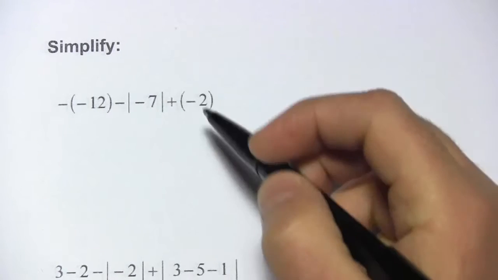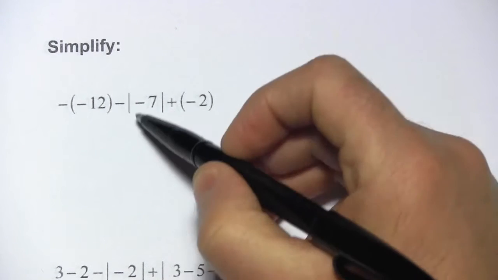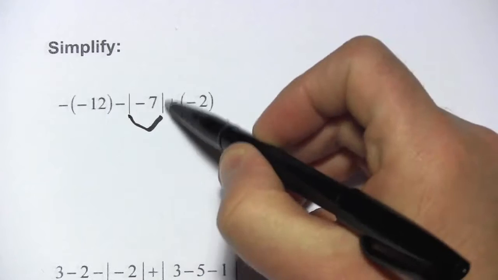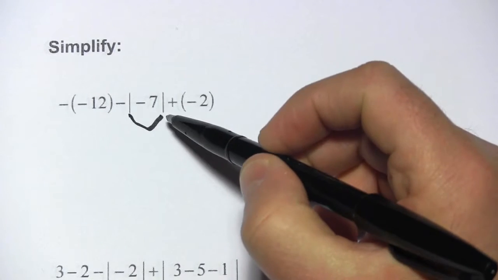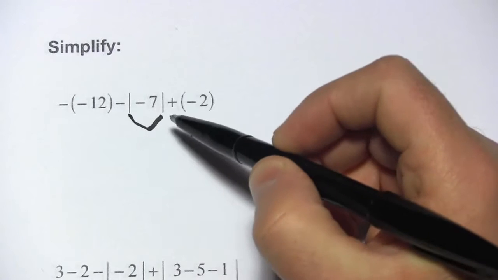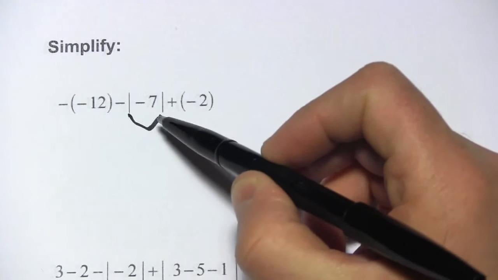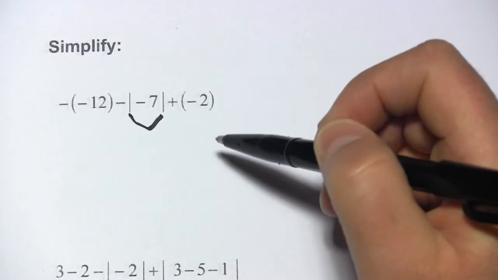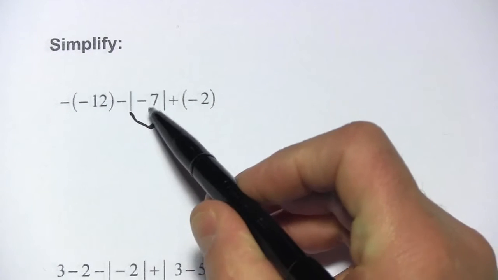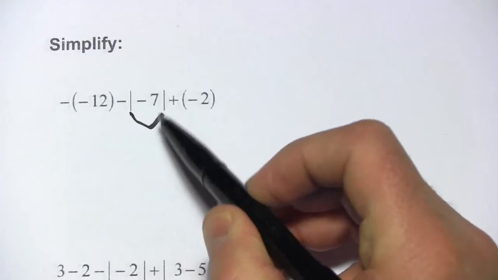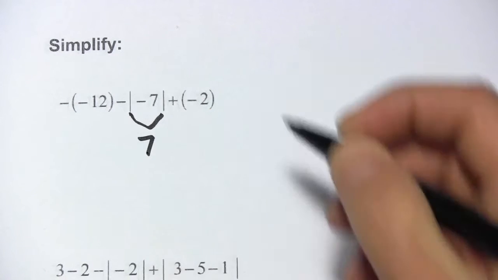I like to deal with the absolute value stuff first. So here, these straight line brackets, what that means is the absolute value. And the absolute value changes everything to a positive. So if it's a negative inside, it's going to be a positive. If it's already a positive inside, it's just going to be whatever's already inside. In this case, we have a -7. That changes to a +7.